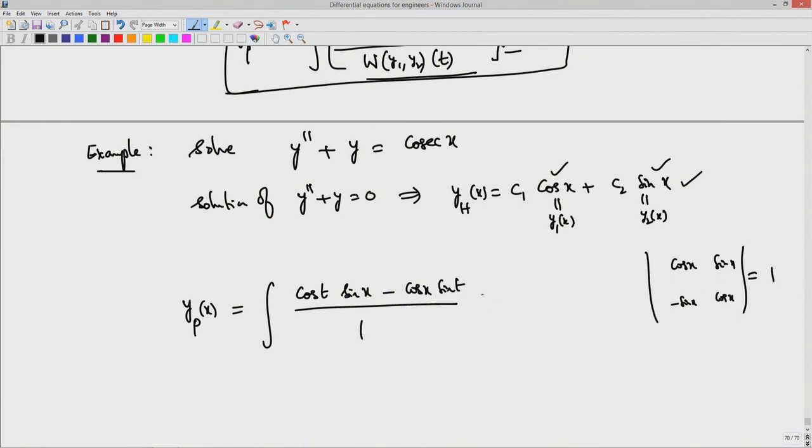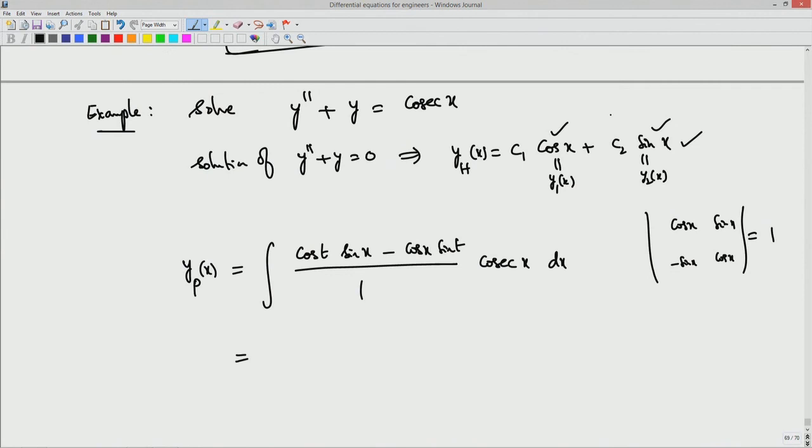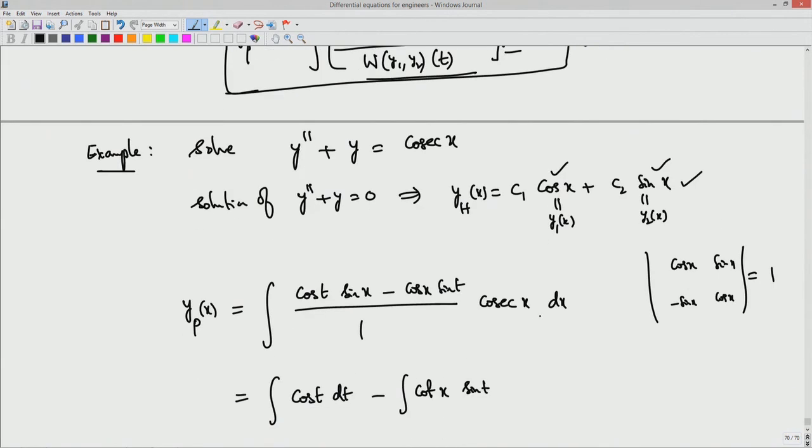So, you have simply 1, f of t is cosecant of x dx. So, this is what is from this formula. From this formula we have written my particular solution directly. So, this is equal to, so this means sin x cosecant x, this goes. So, you have cos t dt minus integral cot x into sin t, this is f of t. So, it should be cosecant t dt.